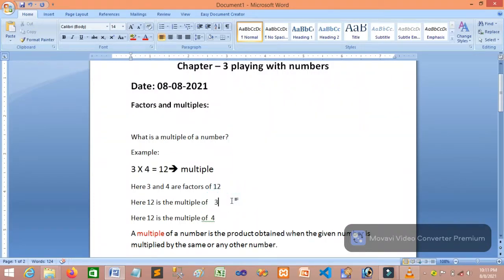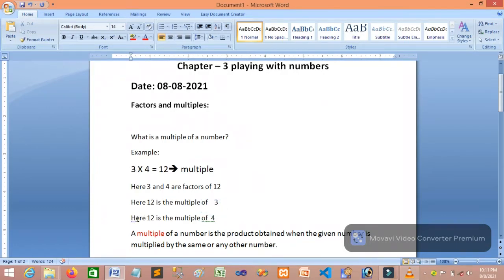How can we say 12 is a multiple of 3? If you multiply 3 four times, we will get 12. 1 three is 3, 2 threes are 6, 3 threes are 9, 4 threes are 12. So if you multiply 3 by 4 times, you will get the multiple 12. That's why 12 is the multiple of 3.